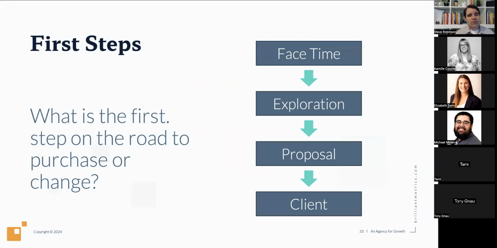So to do that, you want to focus on what are the first steps to becoming a customer. And this is different for every organization. For us here at Brilliant Metrics, the first step is quality face time. It is adding value and building trust face to face, because nobody hires a marketing agency off the street. They don't flip open a phone book and point and say, oh, I'm going to hire these guys, right? That trust and that relationship really need to be there. And so face time is our number one goal.